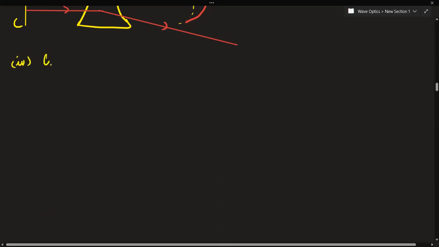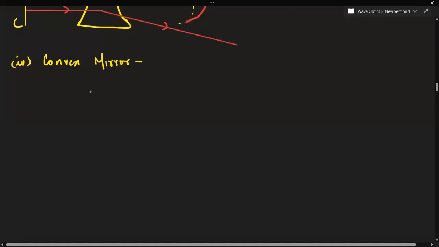So see, actually your reflection portion was deleted from your syllabus, right? Yes, teacher. So you have done only refraction. Okay.